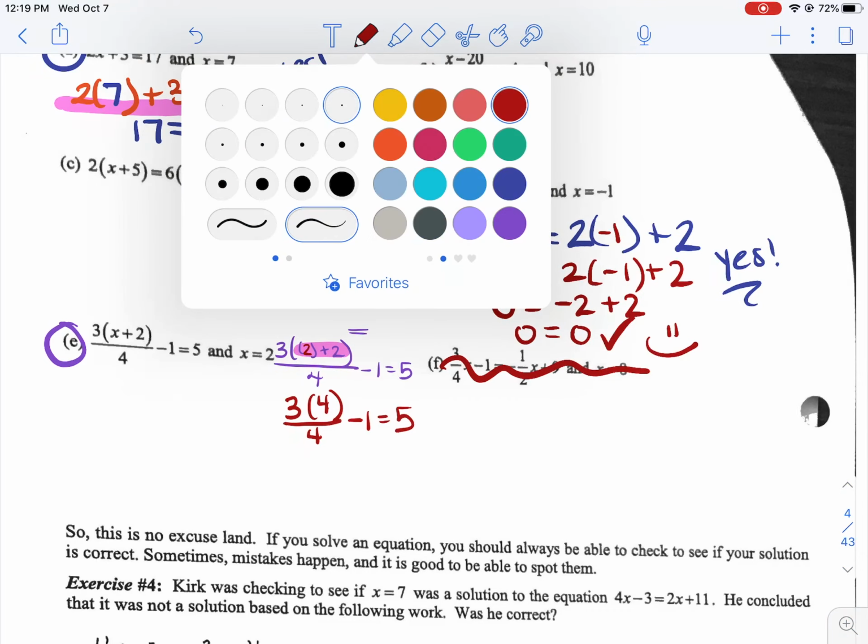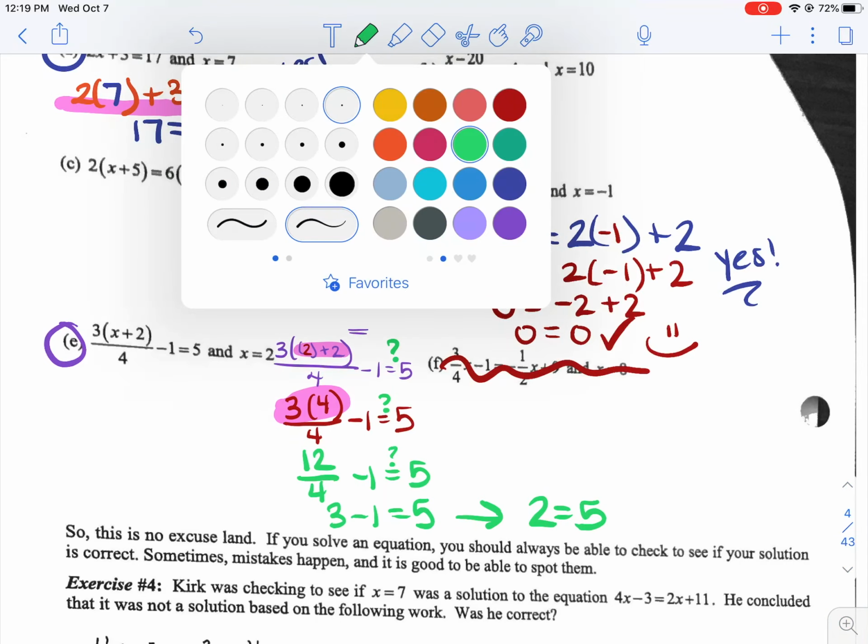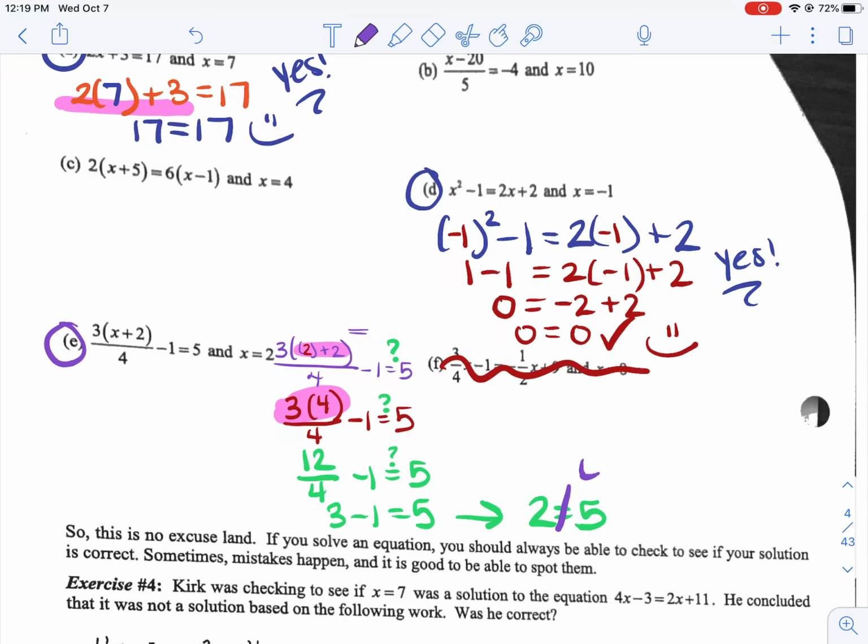So I'm going to evaluate here. 3 times 4 is 12. So 12 divided by 4 minus 1, does that equal 5? You almost want to think about this as a question: are these equal? We don't know. So 12 divided by 4 is 3, minus 1. Uh-oh, this isn't looking good, right? Does 2 equal 5? No way. So I'm going to put a slash through this. This symbol means not equal, which means that this is not a solution.